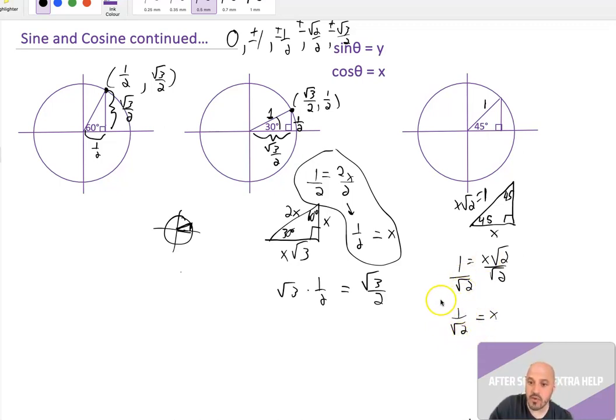So how do we get rid of it? Multiply by a fancy form of 1. Square root 2 over square root 2 is just 1. I'm not changing anything. So when I multiply, I get root 2 in my numerator. What's root 2 times root 2? Just 2. And so that's where this other number comes from. Root 2 over 2 and root 2 over 2.